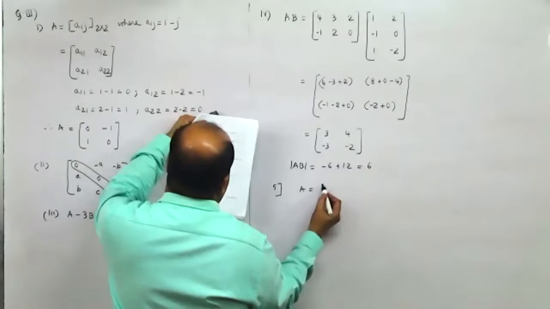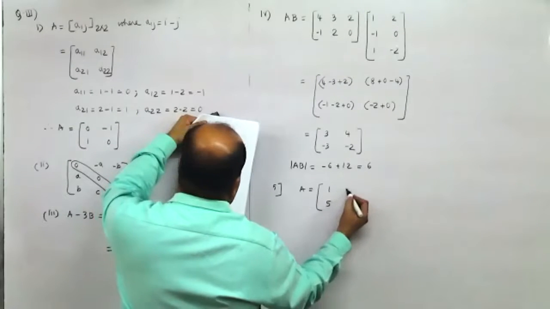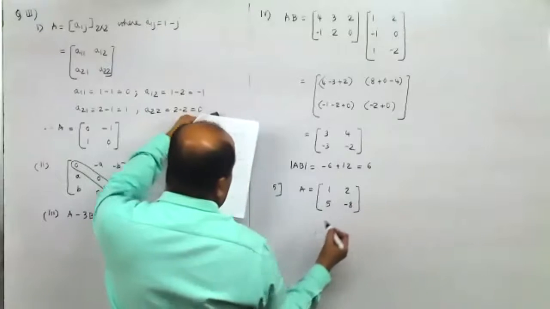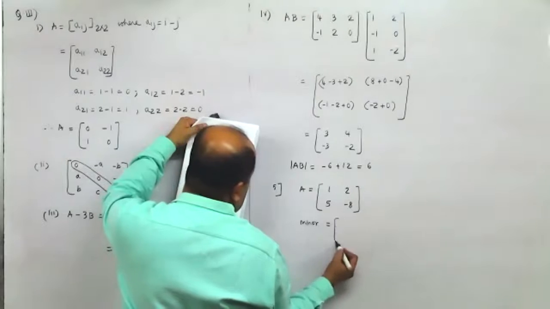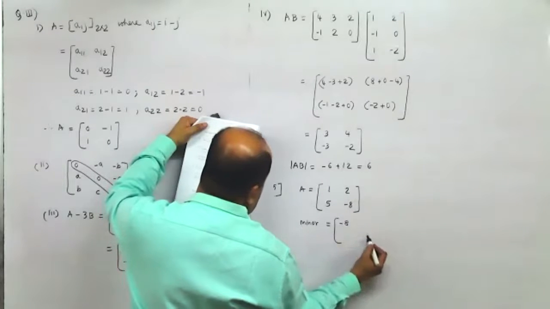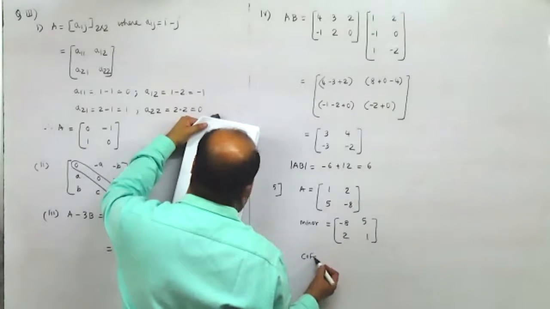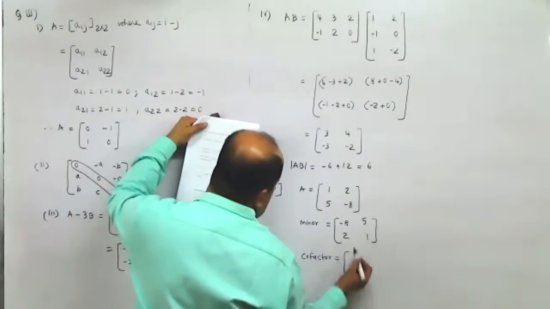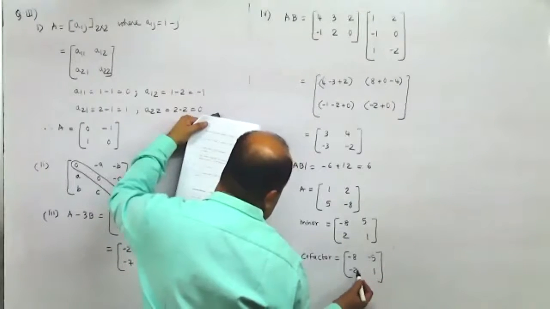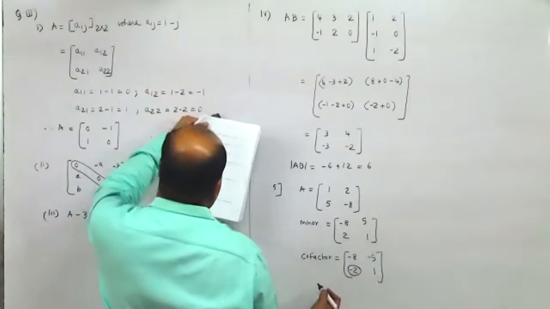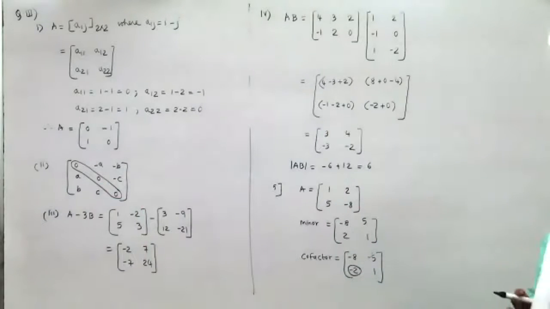Cofactor A is equal to cofactor of element A21. Now this is 1, 5, 2, minus 8. So first of all, minor would be opposite. So this would be minus 8, this would be 1, this would be 5, this would be 2. Then as far as cofactor is concerned, you would get these two as the same. These two, the sign would change. And therefore, A21 would be minus 2. Is it correct? Yes, sir.